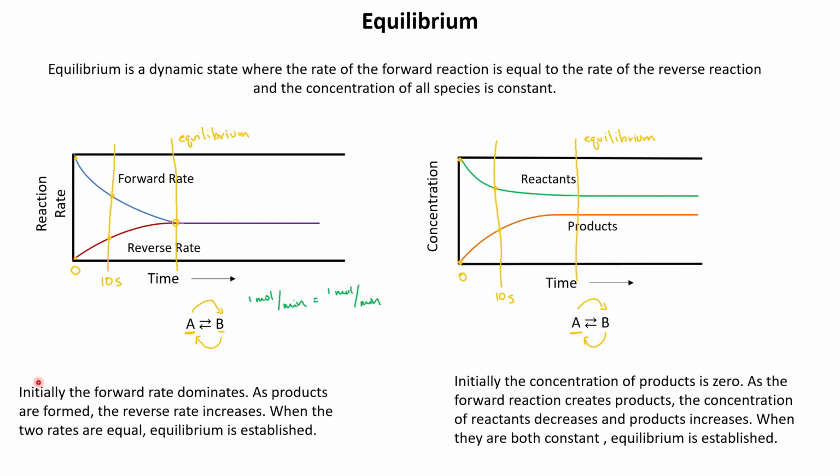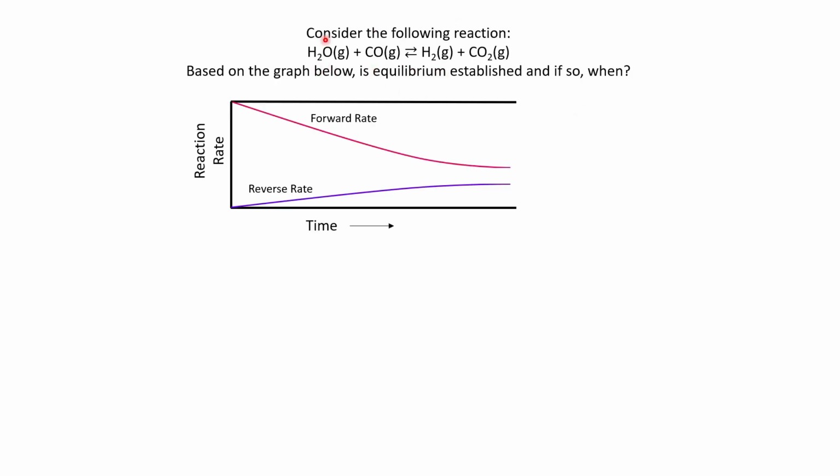So let's take a look at some questions that can be asked about the condition of equilibrium. So we're asked to consider this equilibrium reaction right here. And the question asks, based on the graph below, is equilibrium established, and if so, when? So the first thing we want to look at is what type of plot we have. So in the previous slide, of course, we saw two different plots, one plotting reaction rates, the other plotting concentration or amounts. What is this plot showing us? This plot is showing us reaction rates.